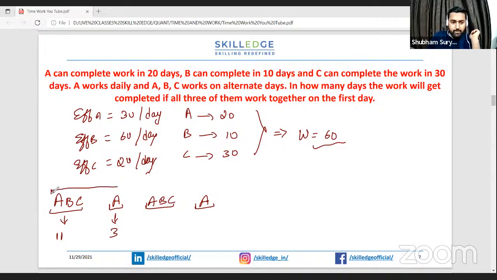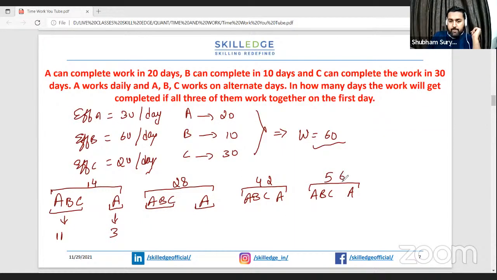So in the first 2 days, how much amount of work will get completed? 14 units of work. Okay. Again, in the next 2 days, 14 twos are 28 units of work will get completed. Again, ABC will work and then A will work. You know? So 42 units of work. Then again, ABC will work and A will work. Then 56 units of work, right?